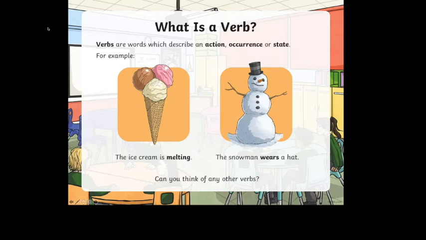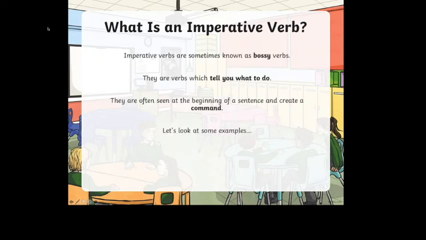And the next one says, the snowman wears a hat. What's the snowman doing? It's wearing a hat. What's the ice cream doing? It's melting. Okay, so just spend 30 seconds now, pause the video. Can you think of any other verbs? Go. Okay, it wasn't meant to be written down. You didn't have to write it down anywhere. It's just a case of talking with a grown-up or thinking in your head. We're just going to move on.